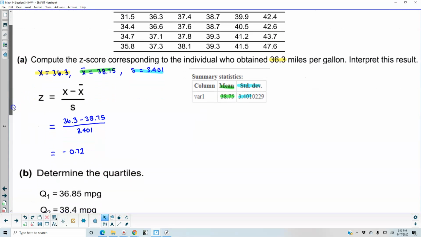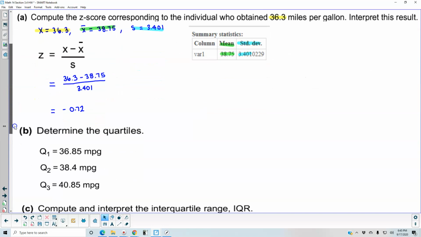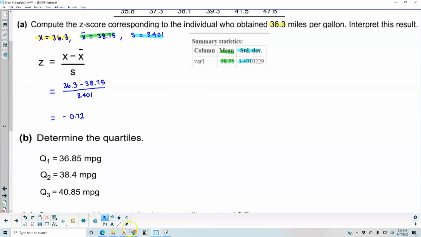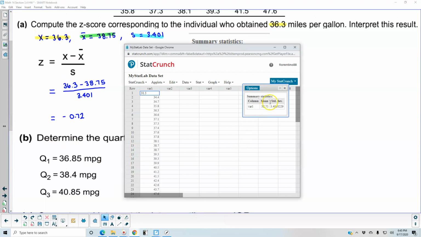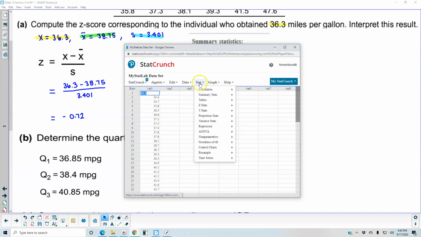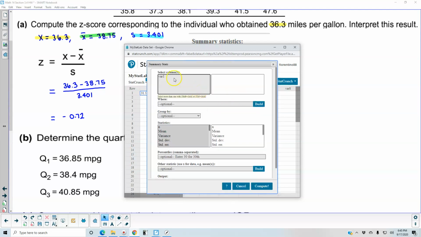Next, in Part B, we want to determine the quartiles. How do we do that? Well, we can go back to StatCrunch. When we have a lot of data, I know that at the beginning we need to know how to find the quartiles by hand, but using StatCrunch can help us determine them a lot quicker. So we go to Summary Stat like before and select Columns, select our column for variable 1, and if you scroll down a little bit, you can see we have our median, Q1, and Q3.